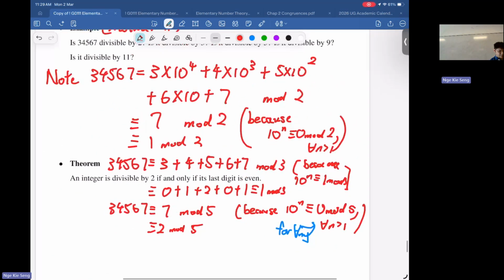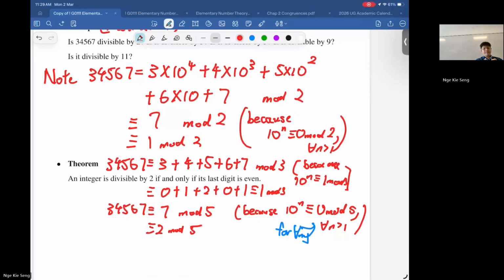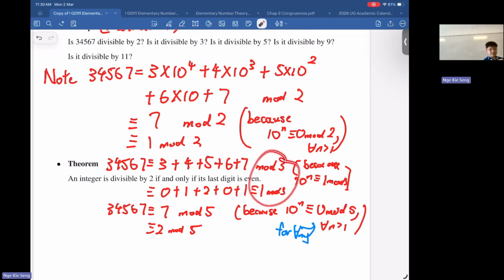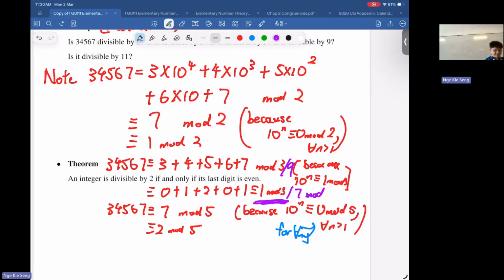How about 9? What is 10 mod 9? 1. 100 mod 9? 1. You can check that; actually, it is the same calculation as mod 3. Up to here it is the same, but the next step is different. The next step you should get 7 mod 9, because it is a different mod applied to your single digit number here.